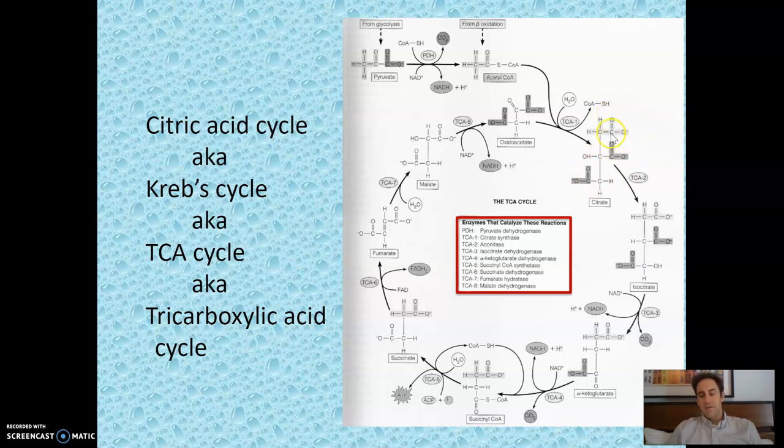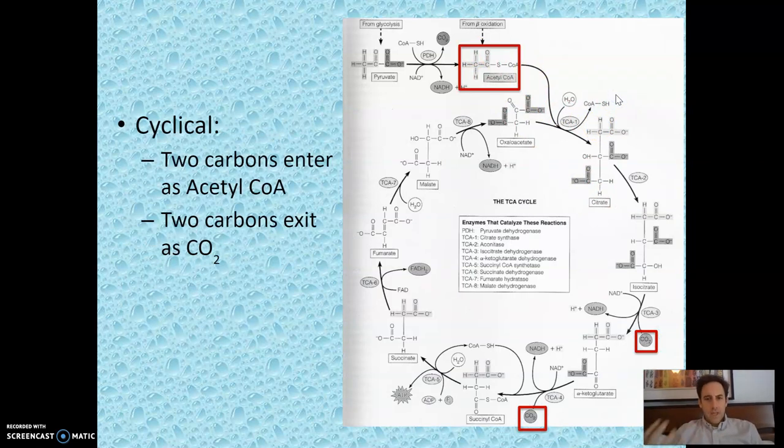That C double O, double bonded O, and then that O, that's a carboxylic acid functional group. So that's why it's called the tricarboxylic acid cycle as well. So the names kind of make sense based on the immediate starting point of that Krebs cycle. So let's break it down.